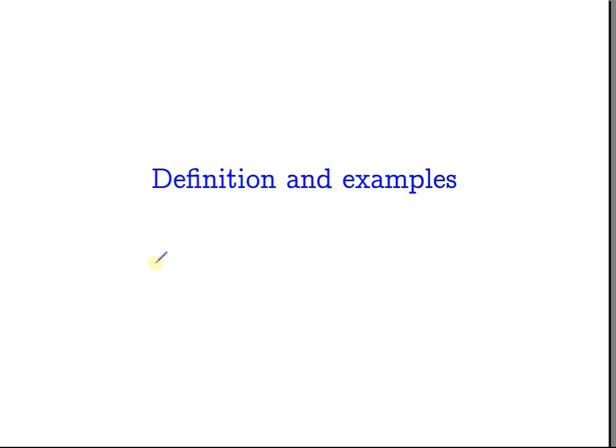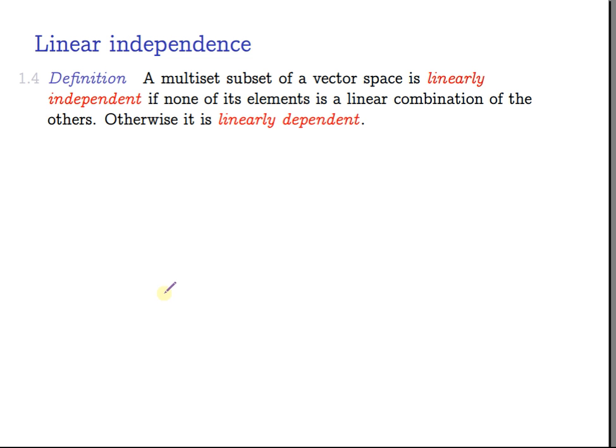And we'll get more into that in the presentation, some definitions and examples. Okay, so let's go through this definition a little bit slowly. Here we have that a multiset subset of a vector space is linearly independent if none of its elements is a linear combination of the others. Otherwise, it's linearly dependent. Okay, so let's unpack this a little bit.